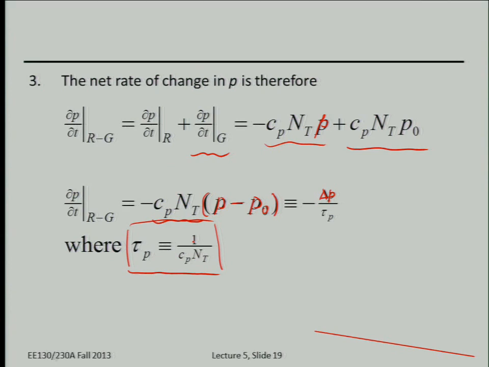So basically, the net generation recombination rate would be just the excess minority carrier concentration, the disturbed, fluctuated carrier concentration, divided by that constant, okay? The reason why we do that, if you look at the left-hand side, is that it's a derivative versus time, right? It's now del P over del T.